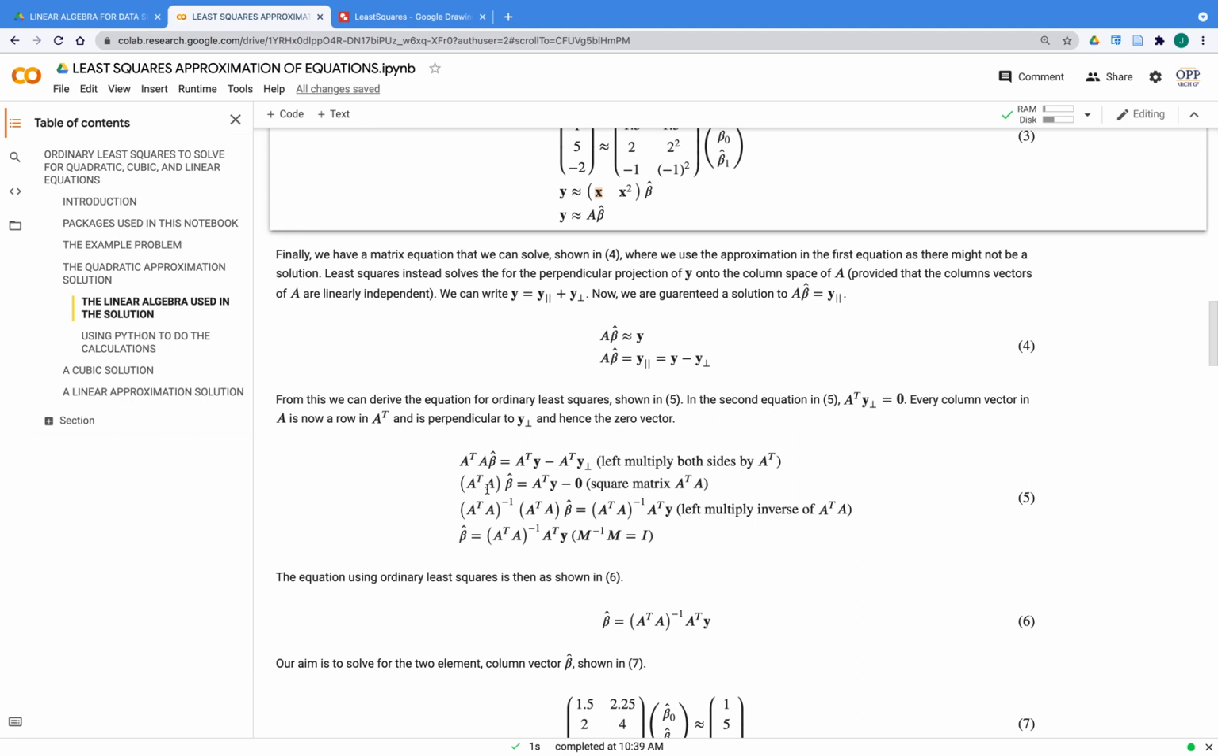That inverse will exist. So if I now multiply by the inverse of A transpose A on the left-hand side and on the right-hand side, I have the inverse of a matrix, because A transpose A is going to give me a result matrix.